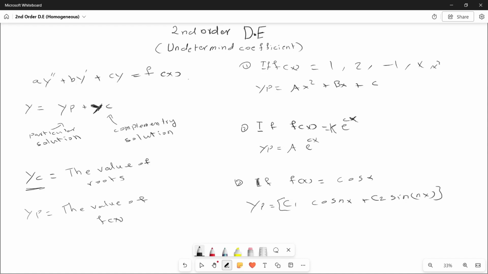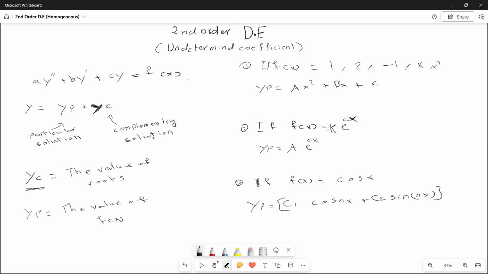In this one we'll discuss part 3 of the second order differential equations, the undetermined coefficient method. In the previous videos we discussed the ways of finding the general solution for a second order non-homogeneous equation. We discussed that a second order equation consists of a y double dash plus b y dash plus cy equal to a function of x. Now, the general solution consists of two parts, yp and yc. Yp means particular solution and yc means complementary solution.